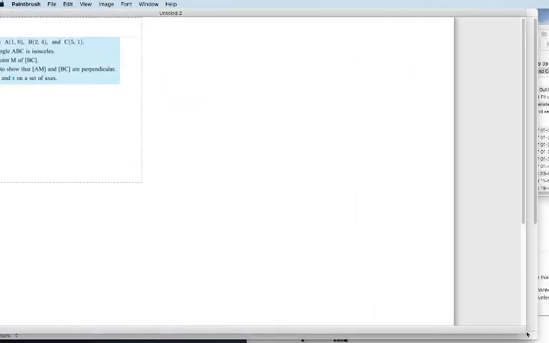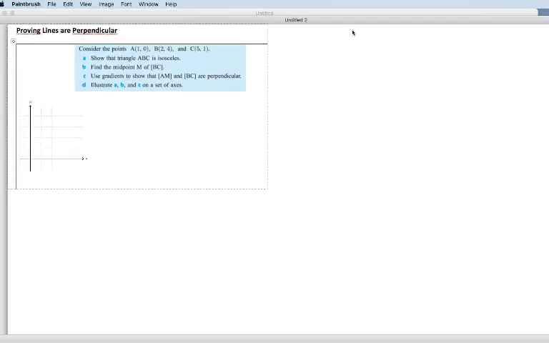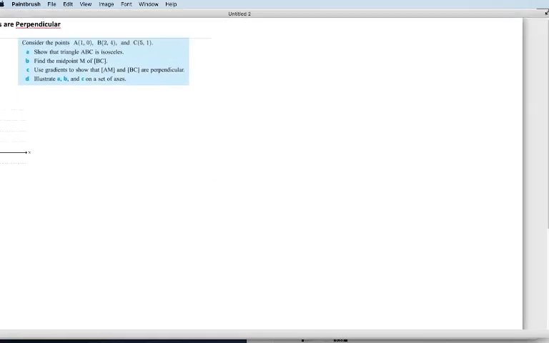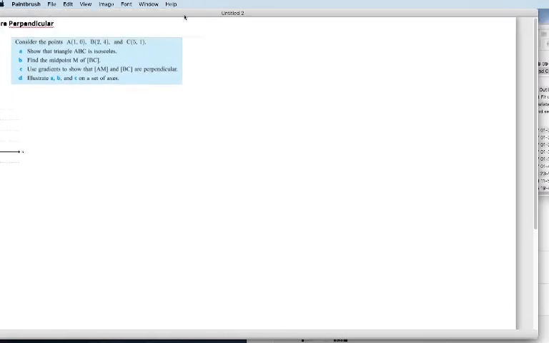So if we put that up here, all right. In order to do that, we first have to find the gradient of BC. So if I find the gradient of BC, remember we have y2 minus y1 over x2 minus x1. All right, so y2, let's see. So BC, I'll make this x1, y1, x2, y2.